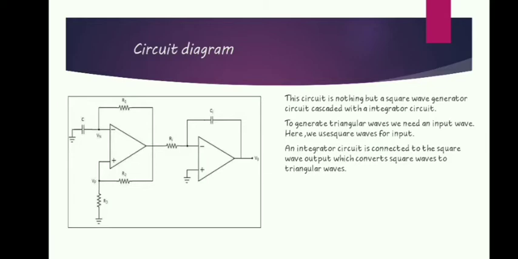As we said before, it is nothing but a square wave generator cascaded with the integrator circuit. The triangular wave is generated by alternative charging and discharging of a capacitor with a constant current. So in order to achieve this, we connect an integrator circuit at the output of the square wave generator. Now see in the diagram, the first part of the diagram is nothing but the square wave generator circuit which we saw before. So we get the output as a square wave.